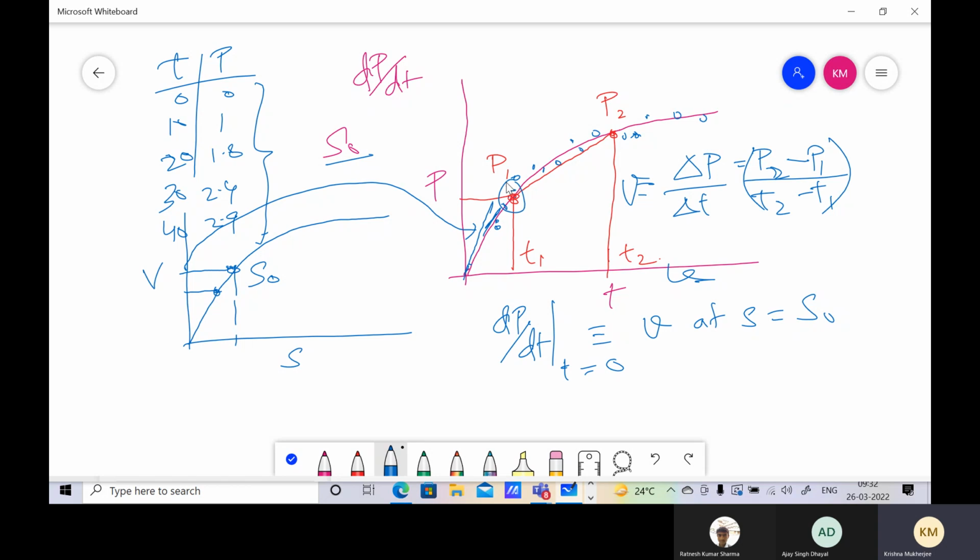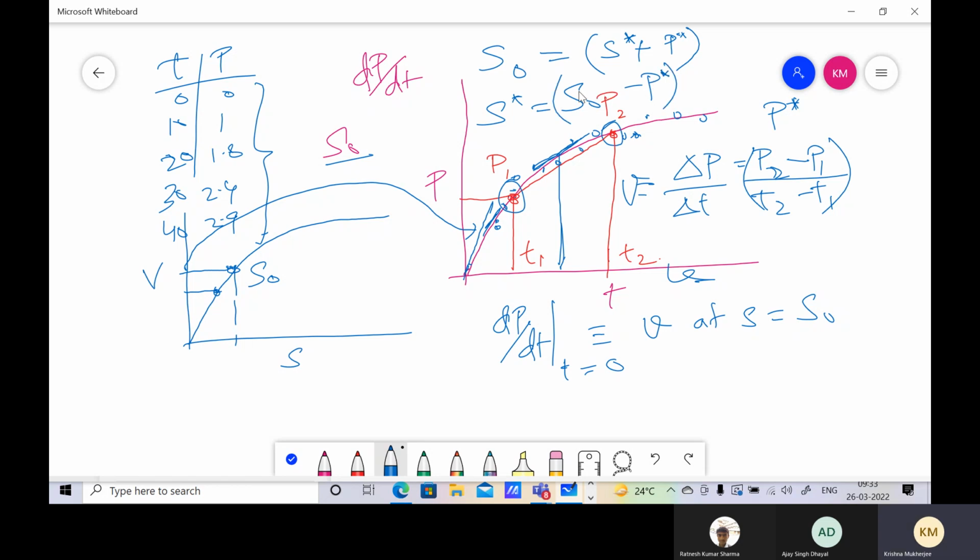Obviously not at this point, and obviously not at this point. It is at some intermediate point where the tangent is matching. It is velocity at somewhere in between, some P star. Because you know that S naught is the starting point, if you have at some point S star and P star, then by definition S star plus P star is equal to S naught. So from P star you can find out S star, which is nothing but S naught minus P star.